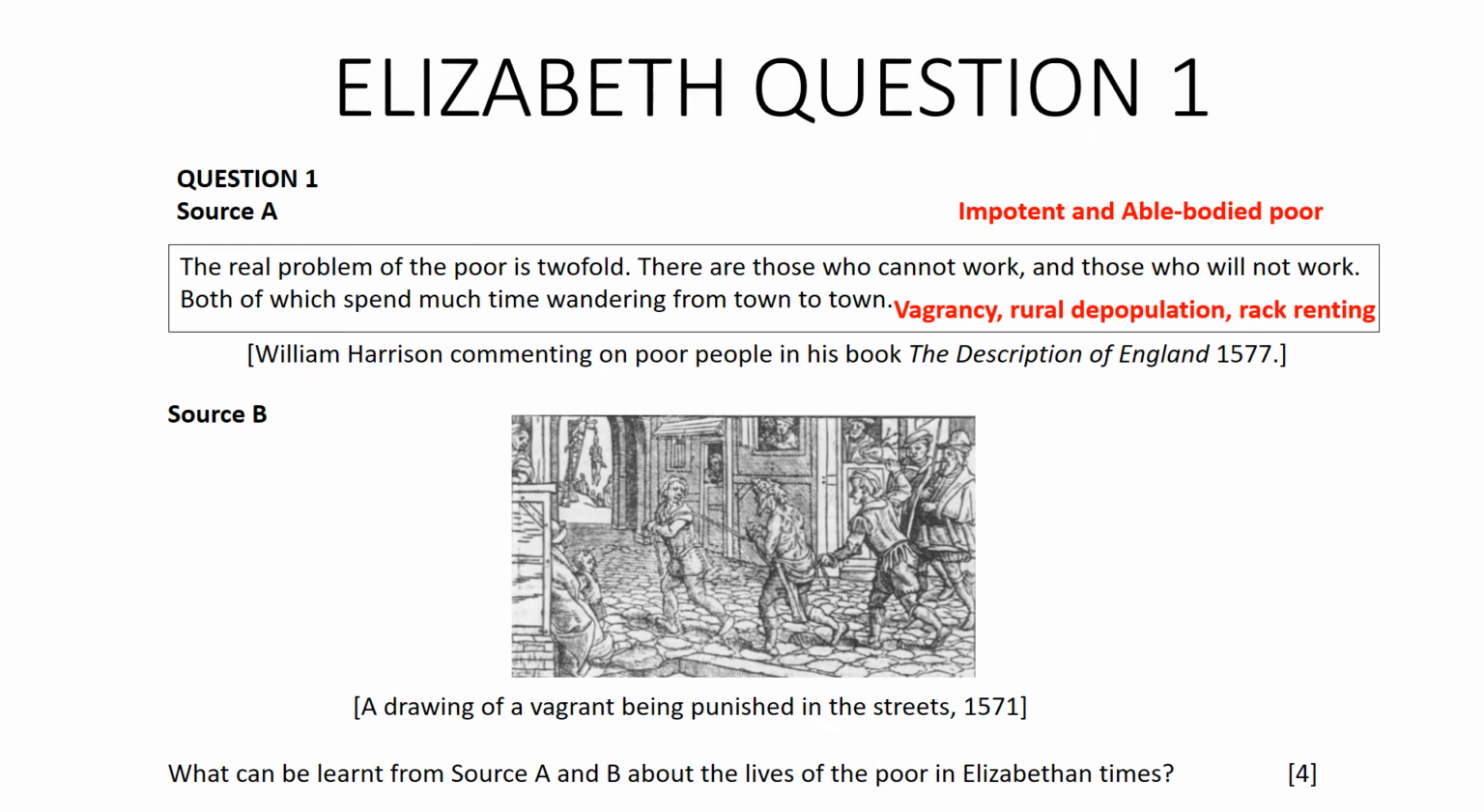Our drawing of a vagrant being punished in the streets, we should be linking to the fact this was a deterrent. We know Edward tried, he would burn the letter V into people's hands and on their foreheads. We can also link this to the poor laws.